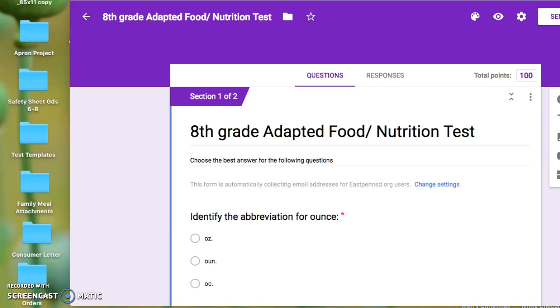Identify the abbreviation for teaspoon. Mark only one oval. T, TE, uppercase T.